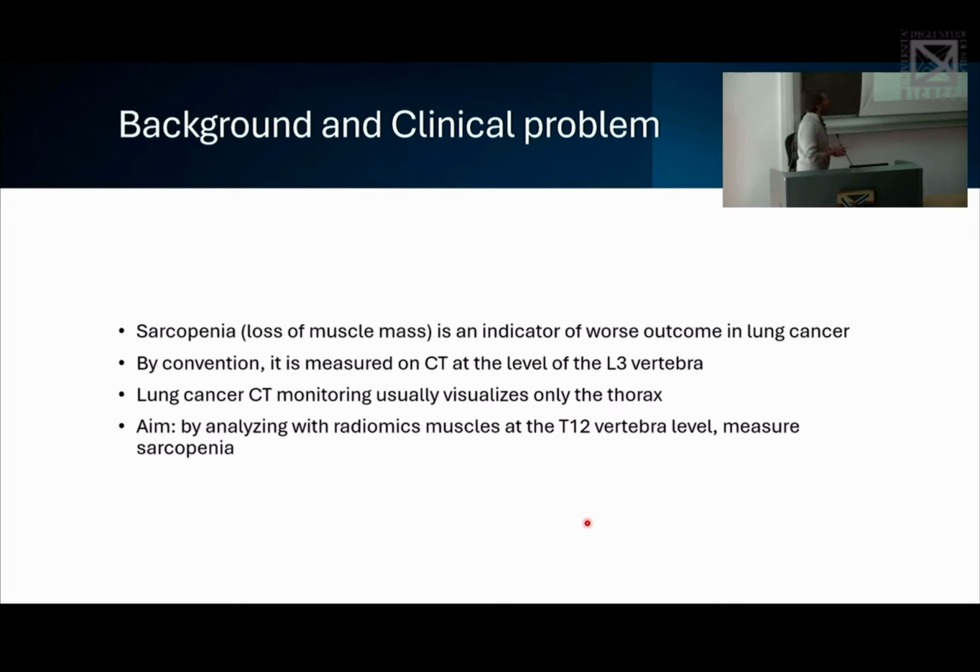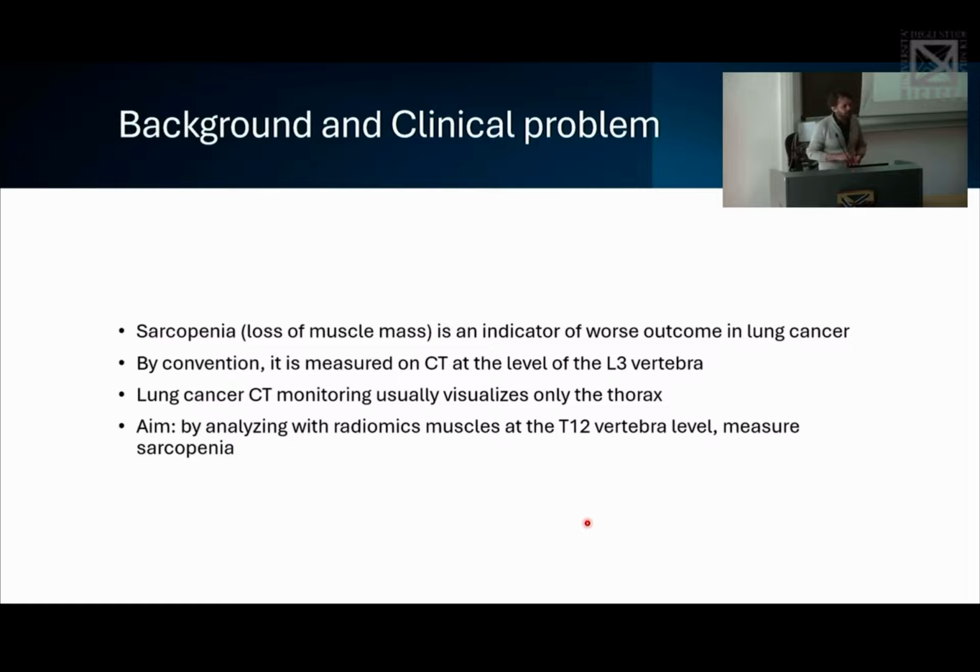They introduced the concept of sarcopenia, which is the loss of muscle mass, which is an especially indicator of poor or very poor prognosis in patients with lung cancers. And by convention, the most standardized metric to quantify sarcopenia is a manual measuring on CT images at the level of a lumbar vertebra. However, when one is monitoring lung cancer with CT, one acquires exclusively the thorax.